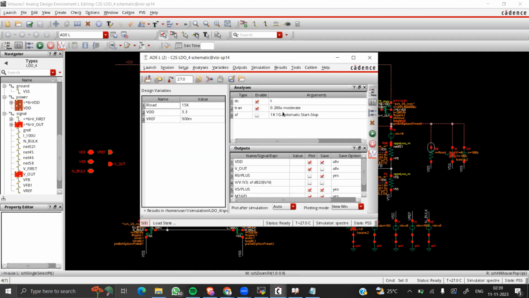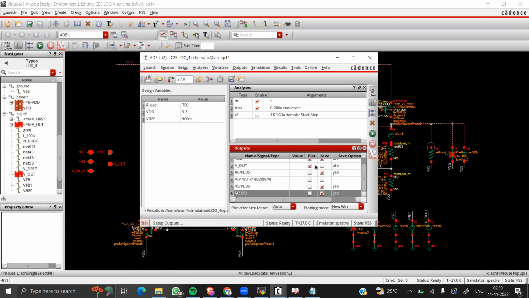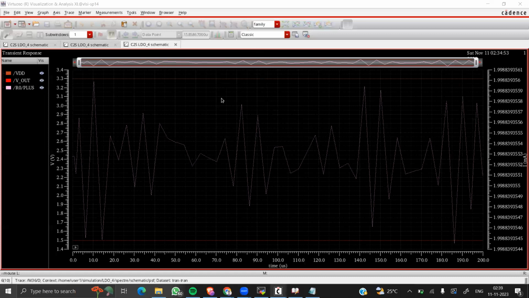I have run the simulation from 0 to 200 microseconds. Let's go with the load current of 2 milliamperes and the maximum supply voltage of 3.3 volts, and I'm plotting VDD, Vout, the output voltage, and the output current as well. Let me just run the simulation. Yeah, here we see the graphs.